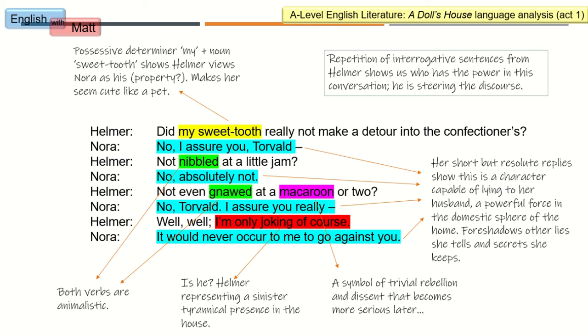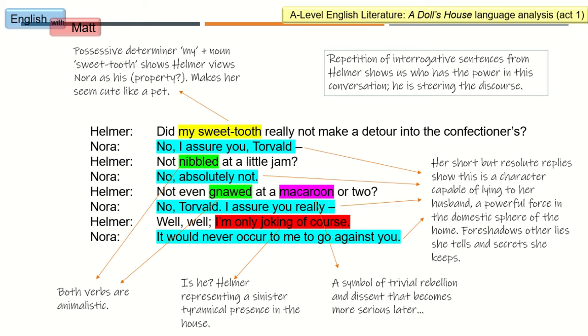There's quite a lot to say about this small passage actually. The first is of course he's using the possessive determiner my and the noun sweet tooth, which shows perhaps that Helmer believes that Nora is his, and perhaps even further to say that he believes that she is his property. And also it makes her seem quite cute, like a pet. This might be the way in which a parent, for example, might talk to a child.